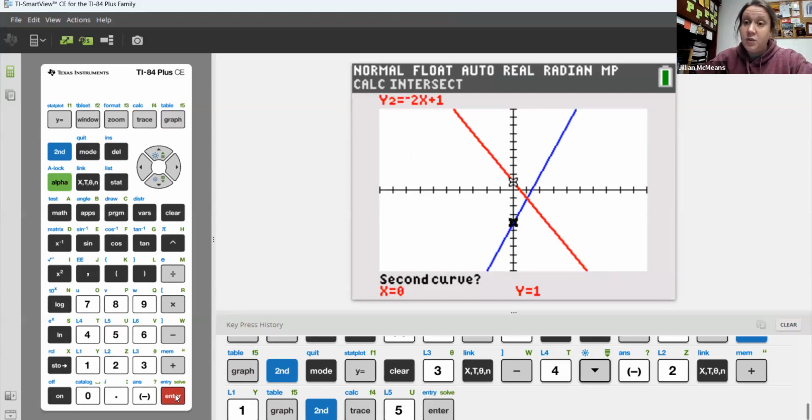It's going to ask, did we move a cursor to the second curve? You're going to again say yes. It automatically bounces a new cursor to the second curve, hit enter. And then it's going to ask, should we guess what the intersection is? Say yes. And here you have it. So we could see visually that it looked like it was at the ordered pair 1, negative 1. Now we have the calculator backing us up.